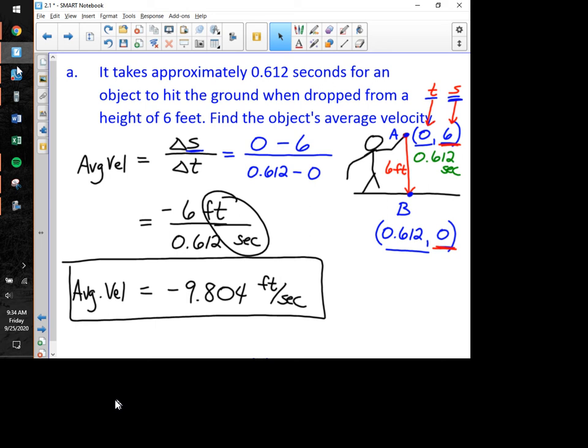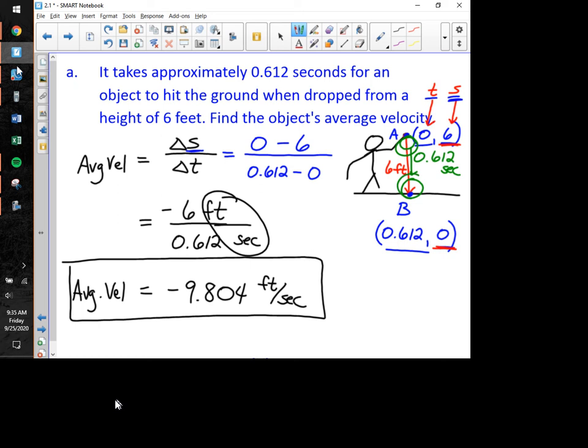Now that's its average velocity. What I think you guys know is that as you drop an object, it doesn't fall with a constant speed. This thing is going pretty slowly right here at the beginning when you first dropped it. But because of the accelerative force of gravity, this thing picks up speed on the way down and is traveling faster at the end. So if we think about what's going on, the object is probably actually traveling slower than 9.804 feet per second here.